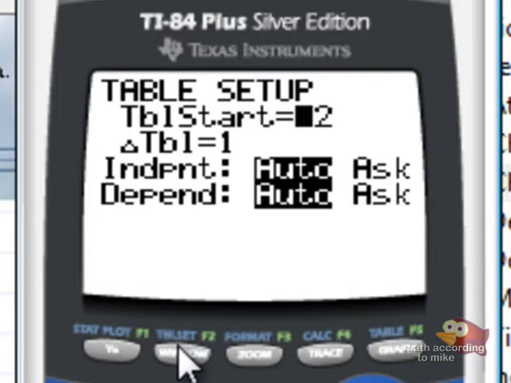Since we want to automatically generate the table, these 2 numbers are important. What number are we starting our list at? And we keep adding what number? 1. So we're going to say table starts at -4. The negative is by the decimal point; don't use the minus sign. And just make sure the delta table, which means the change in the values for x, is 1.